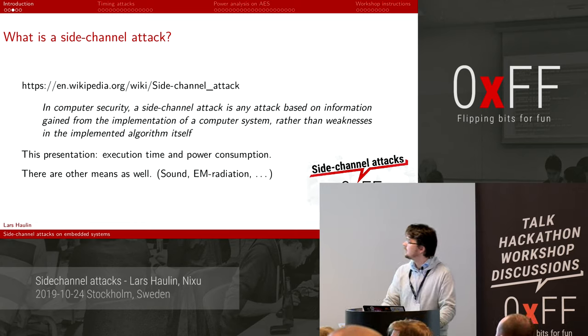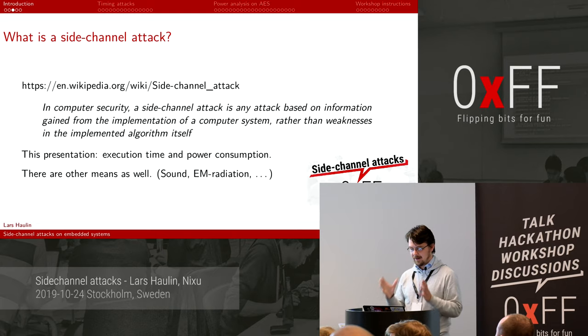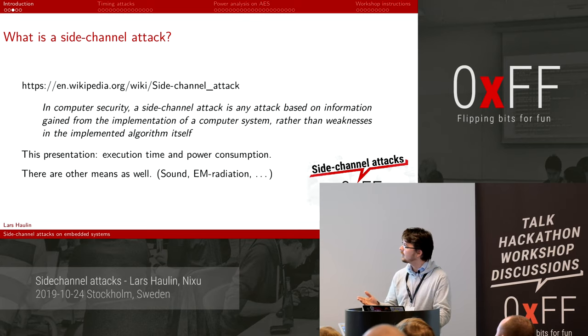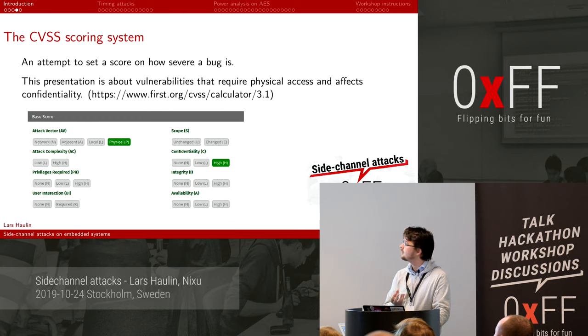These attacks often require that you have physical access to the device, which makes them a bit harder. If you use the CVSS scoring system, you will see that these attacks are categorized as requiring physical access, which means that they are harder to exploit. You cannot exploit them from anywhere on the internet, but you need to have the device in your hands. But the information that you can get is often considered confidential, so they get severe from that.